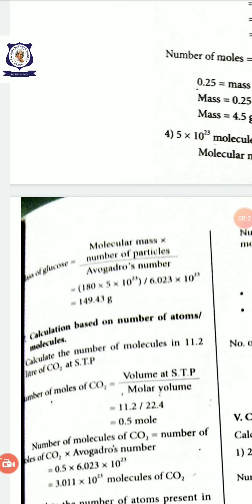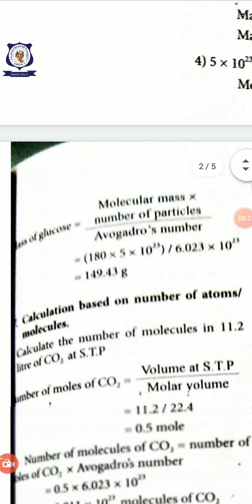Now, mass of glucose is equal to molecular mass into number of particles by Avogadro number. See, in a single step you can easily calculate. We already know this: number of particles by Avogadro number gives the number of moles. See, a single step. But we may also do the same method we studied previously.